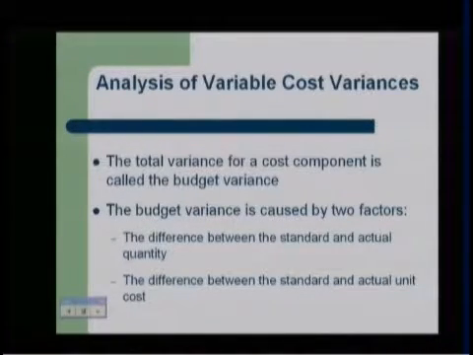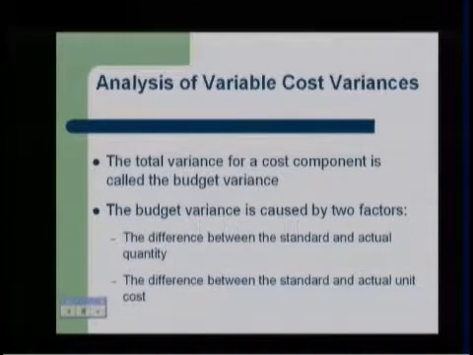Now, there are two reasons why there can be a difference. It could be based on the amount of input or the cost of the input. So when we compare the budget to the actual, we may actually break down that particular difference into two parts. So what we're going to have to do is look at these differences, what we call variances, and say, why do these happen?